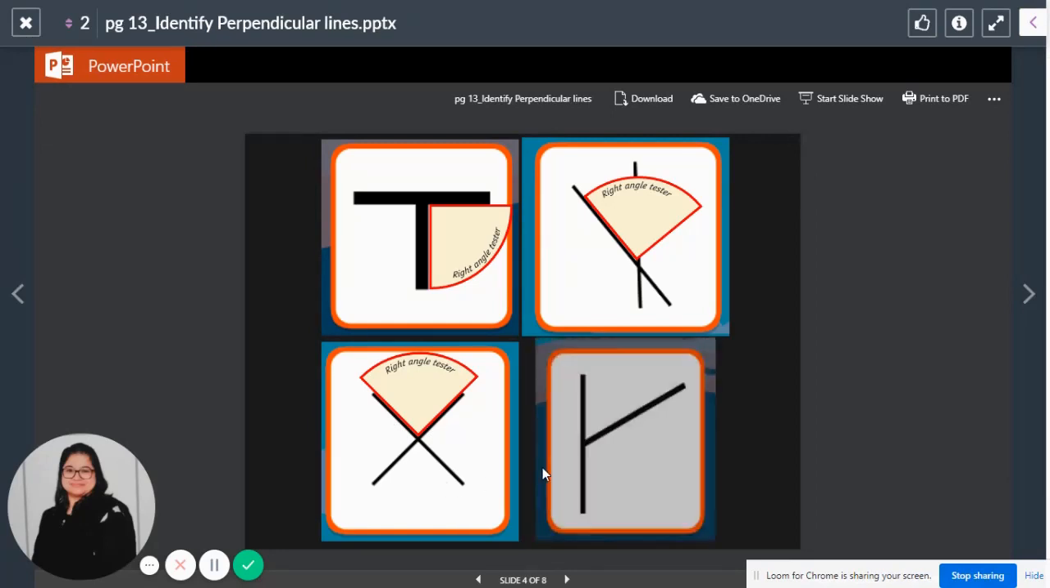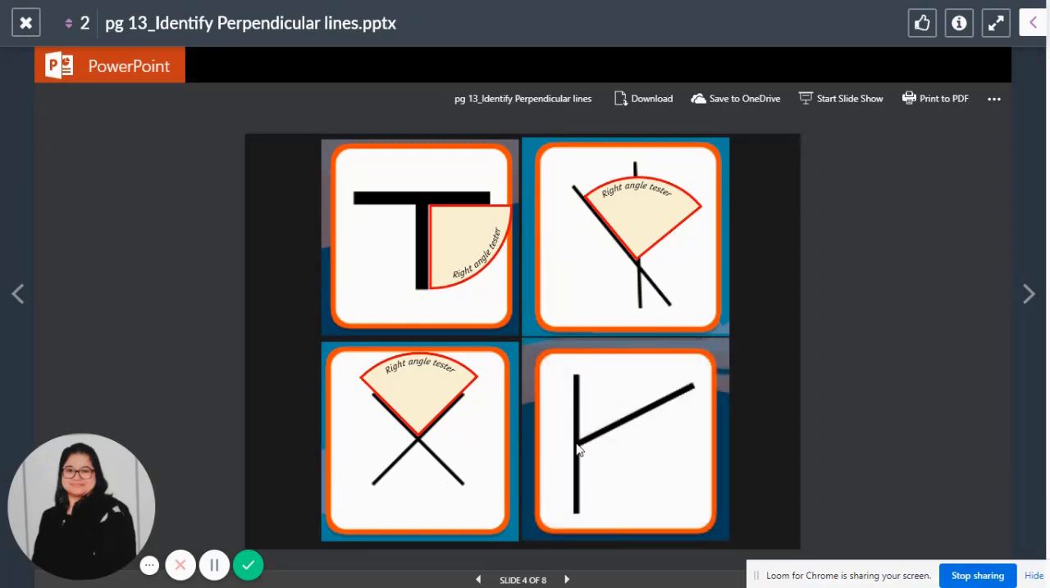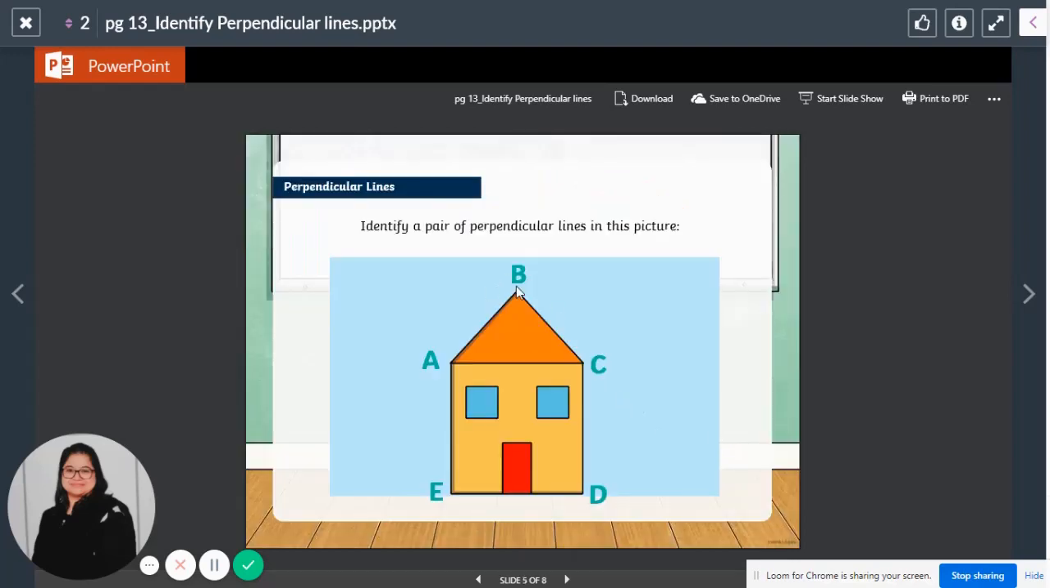Let's take one more example. All right, this line and this line are meeting at this point. So let's check whether they are making a right angle or not. You can see that they have not made a right angle. So are these two lines perpendicular? No. So they are not perpendicular. So among these four, this pair of lines and this pair of lines, they are perpendicular. Let's go ahead. All right. Now in this house, we have to identify a pair of perpendicular lines. Okay, can you identify?